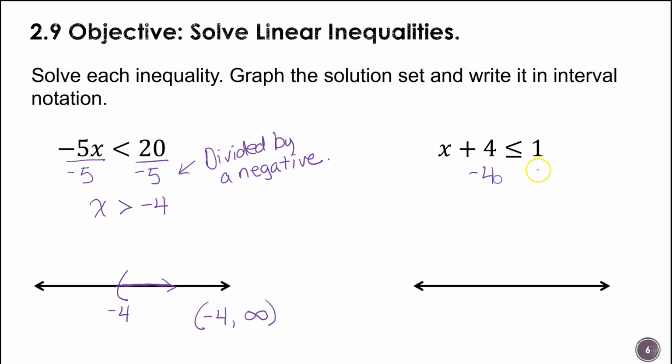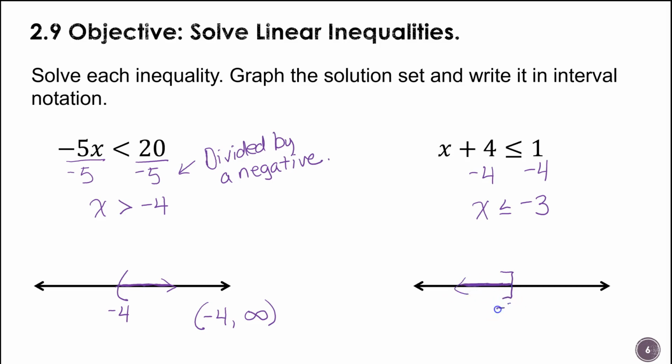We're going to subtract 4 on both sides of the equation, and so x is less than or equal to negative 3. Now we don't have to change the direction of the inequality if we're subtracting, only if we're multiplying or dividing. Now it's less than or equal to, so that means we have to put a bracket on the line, and we're going to negative infinity.